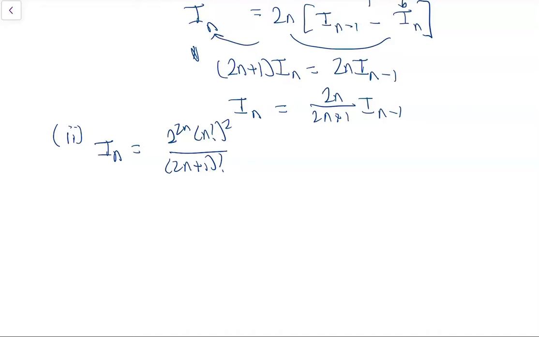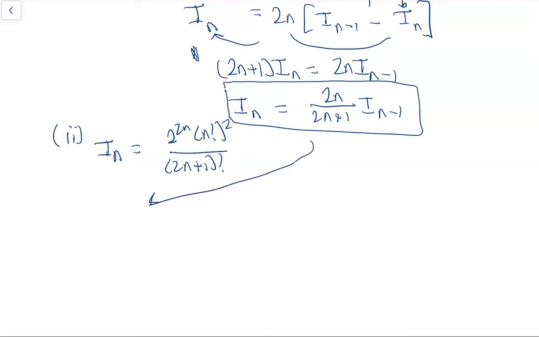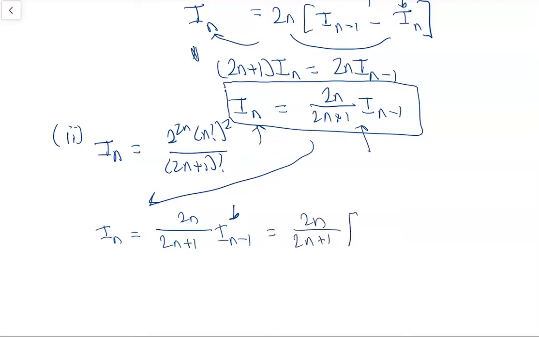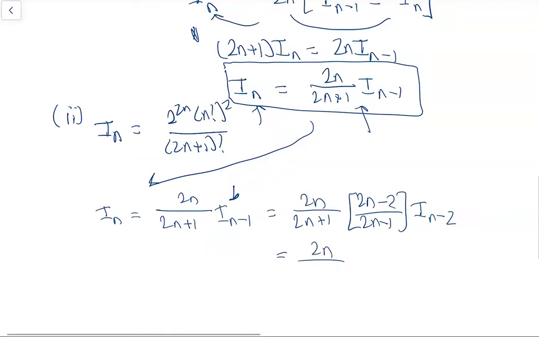So using this fact, which is true for all values of n, we can write I n for any value of n as equal to 2n over 2n plus 1 times I n minus 1. But now you can replace n with n minus 1 in this formula and write everything in terms of I n minus 2 and so on. So you actually write it like this. And we can write I n minus 2 in terms of I n minus 3. And you can keep on continuing the process.